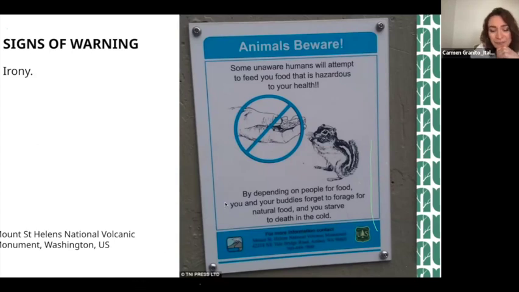And actually, I must say, it's easier to find nice examples of interpretation done right in natural parks, especially in the US, than in European sites. This is, of course, for a lot of reasons, but also because interpretation was born there and it's something that they've been doing all along.